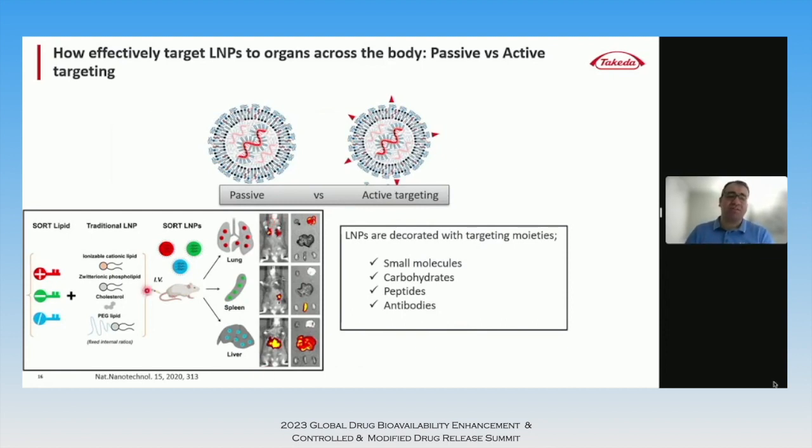formulation. So this is one publication from a company called Rico Therapeutics. It's a passive targeting, so they incorporated another lipid, the fifth component, into their lipids to target them to the lungs, spleen, and the liver, and it's very effective.